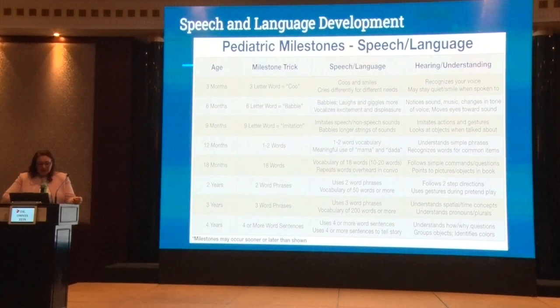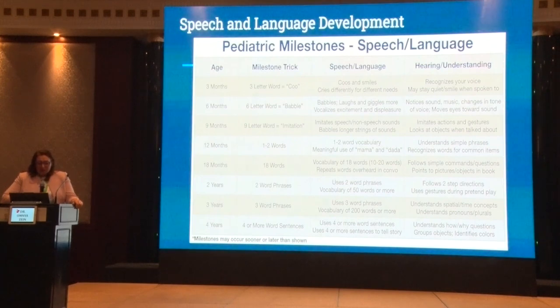At 6 months, the baby can babble, which is called babbling. I want to tell something: some families came to us and said, the baby can speak, he can say bab, bab, bab, mom, mom, mom. No, it is not speech. It is vocal cord play, because babies usually are trying to move their vocal cords. It is not speech. It is only vocal cord play.